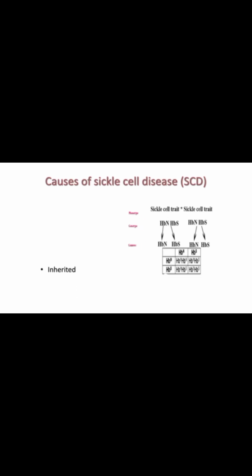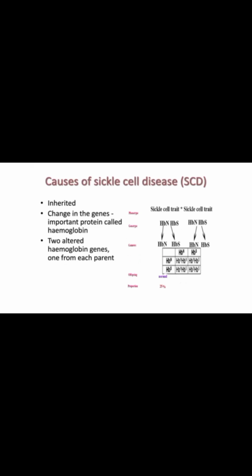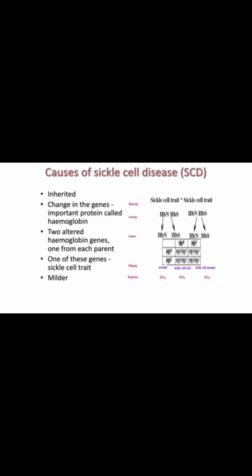Causes of sickle cell disease. The cause is inheritance. It is a change in the genes which tell the body how to make an important protein called hemoglobin. In sickle cell anemia, a person has two altered hemoglobin genes, one from each parent. If there is only one gene, it is called sickle cell trait, which is very much milder.